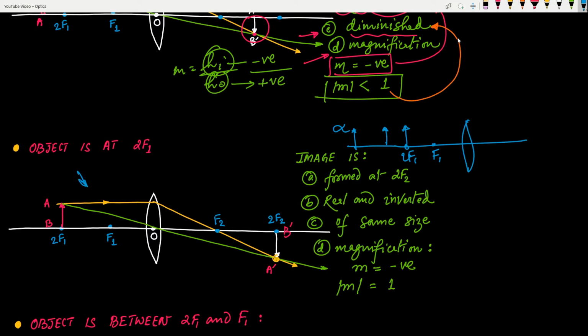Now let's look into this. What will happen when I keep the object at 2f1? In order to understand where the image is formed, we need two rays, because we know that in order to get the intersection point we require two rays.